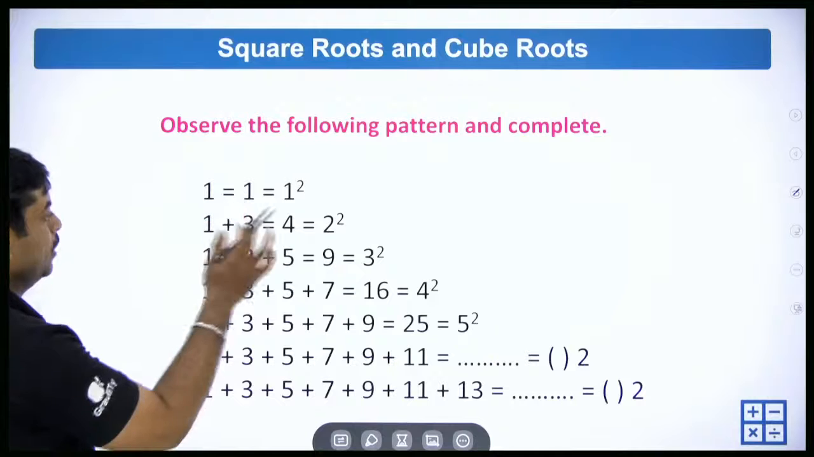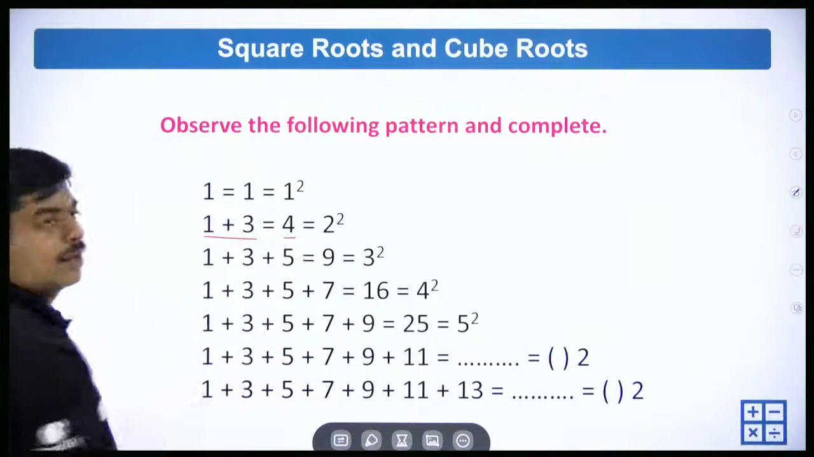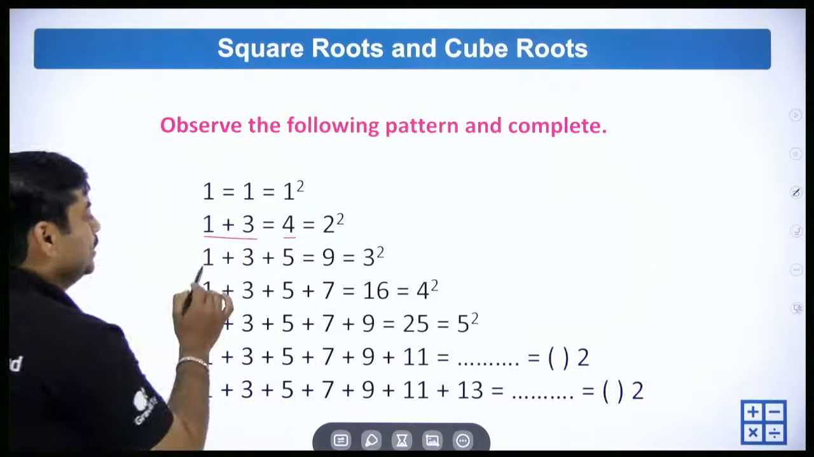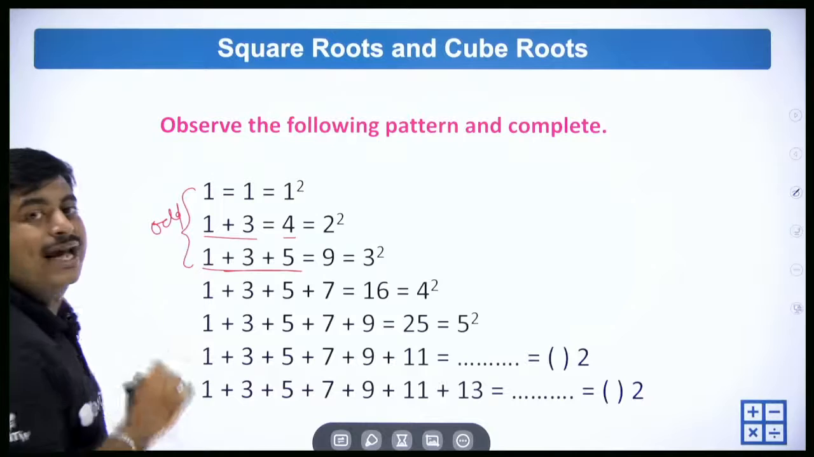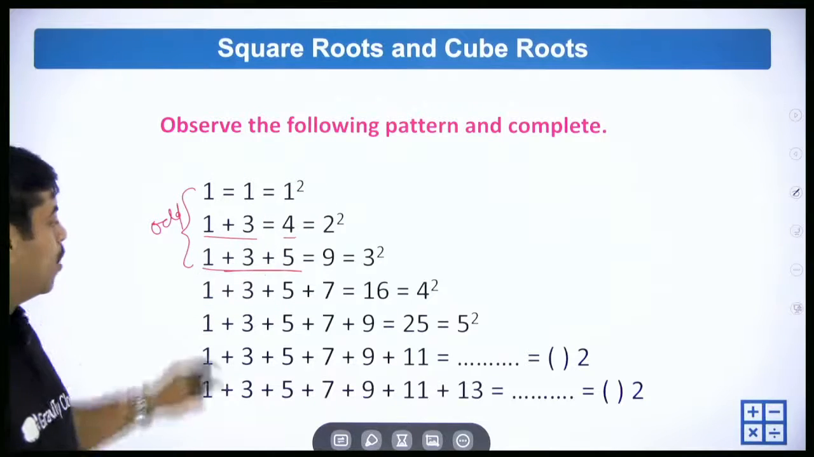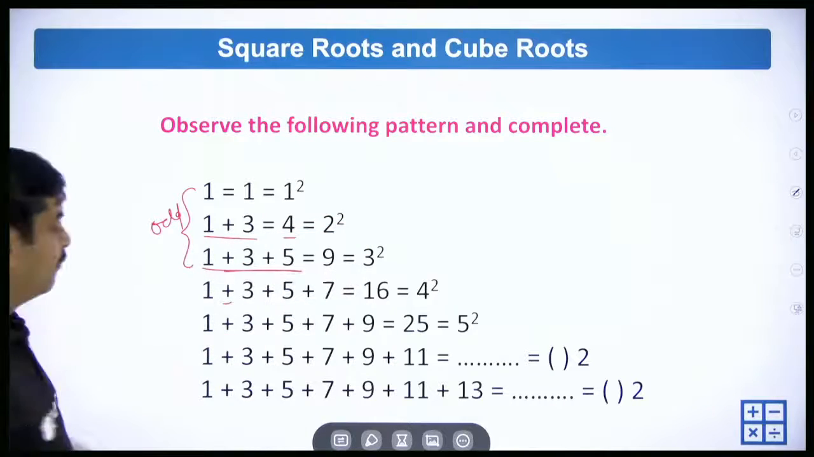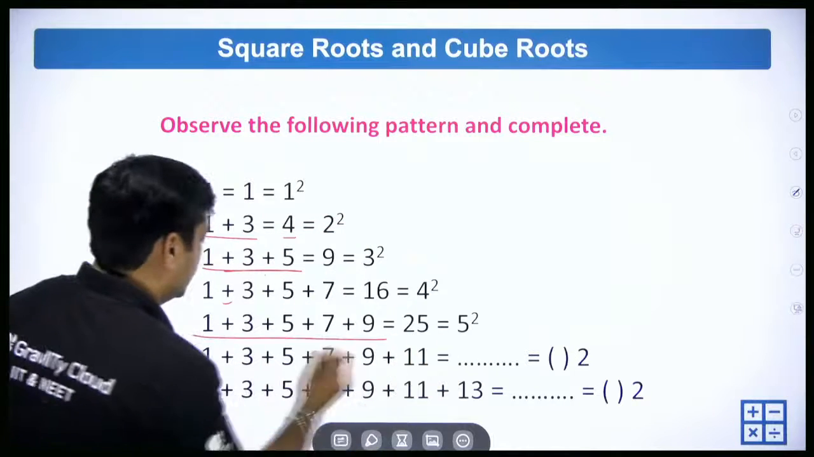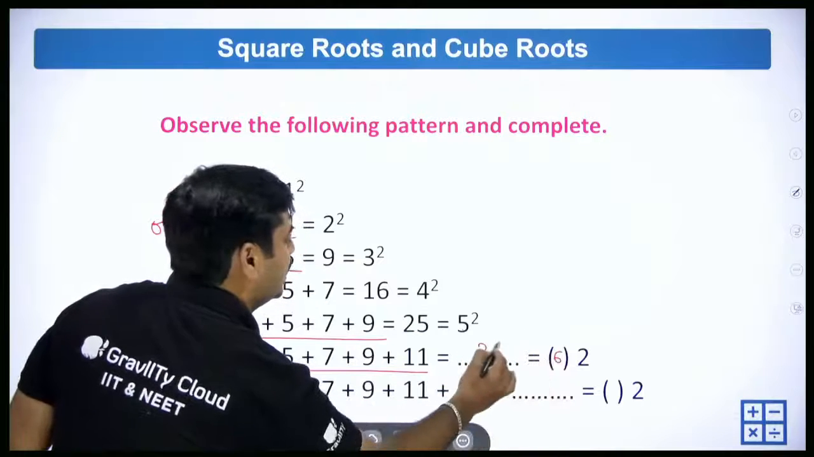1 is just 1. 1 plus 3 will give you 4, which is 2 square. 1 plus 3 plus 5, observe carefully, we are just adding odd numbers, gives 3 square. 1 plus 3 plus 5 plus 7, we're adding 4 numbers, so 4 square. The first 5 odd numbers, 5 square. The next 6 odd numbers will give you 6 square, which is 36.